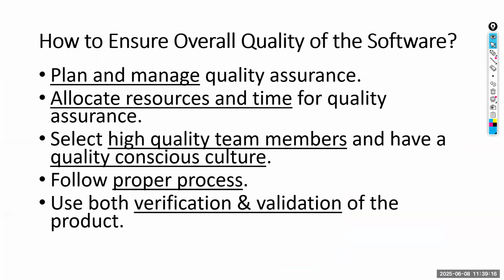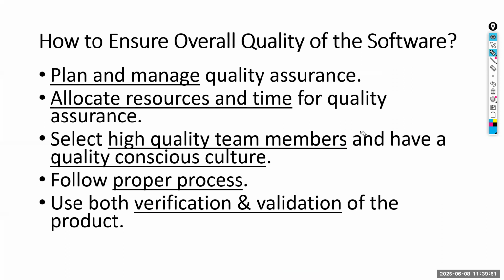Right. So how to ensure the overall quality of your software? First of all, you need to plan and manage quality assurance. So that is why we need QA engineers, a quality assurance lead, QA lead, under the project manager. And also, it's a responsibility of the entire team. It's not just the responsibility of the QA members. Every developer, every software engineer also has the responsibility to make sure quality assurance is done, so that a high quality product is developed.